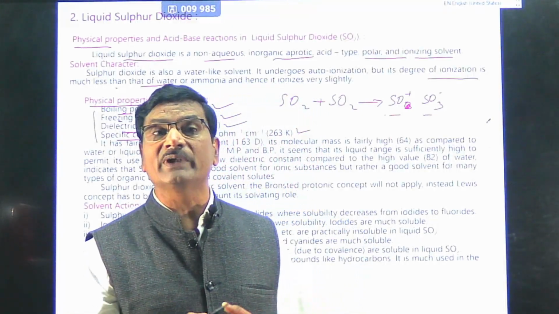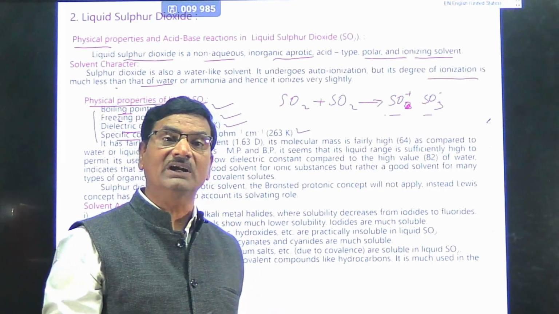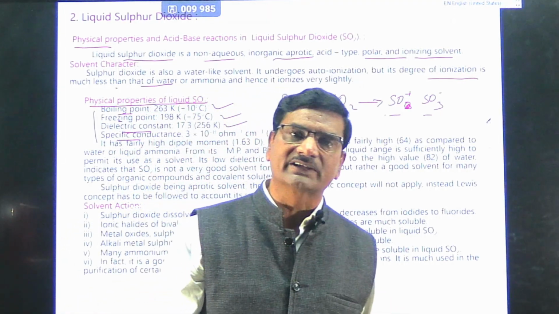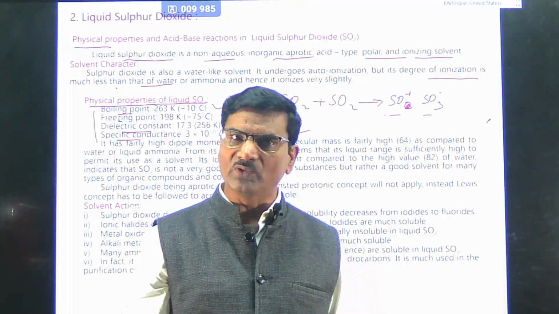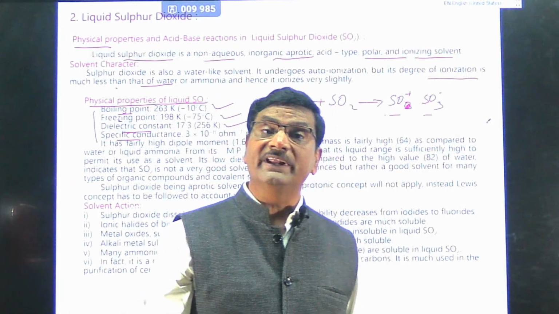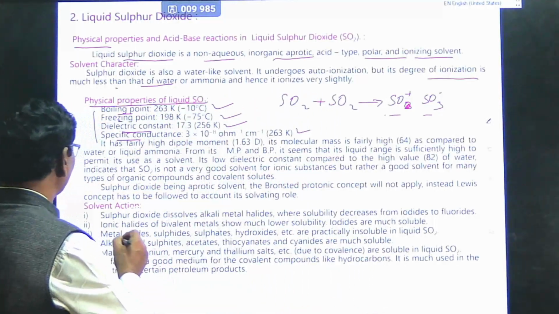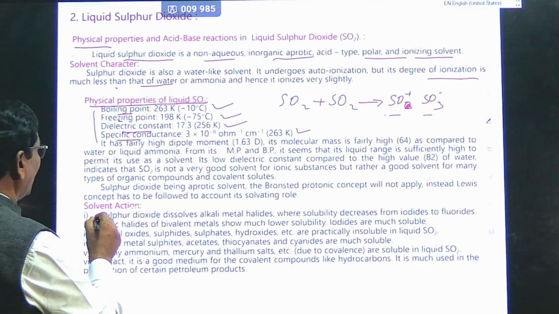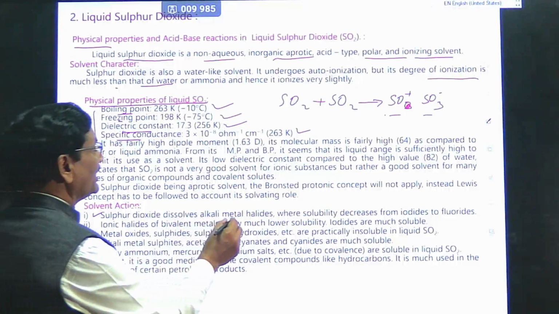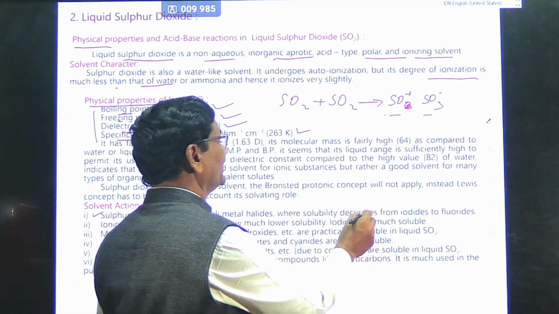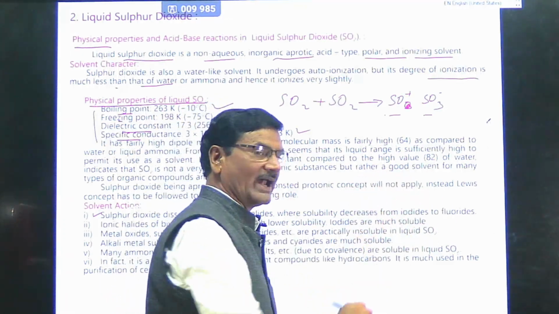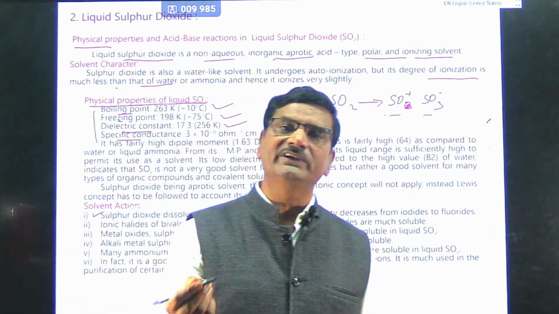And what is the solvent action? Solvent action means which types of salts and which types of organic compounds get dissolved in liquid SO2. For example, sulfur dioxide dissolves alkali metal halides, where solubility decreases from iodide to fluoride, I minus to F minus.